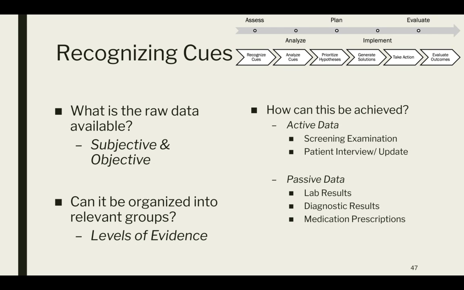Now we're going to organize it into relevant groups. This is our level of evidence. How do we start to organize a huge pile of data? Remember, one piece of data is kind of curious, makes you think. Two pieces of data, well, that's interesting. Three pieces of data, now we have compelling evidence. So how do we get to the three pieces of evidence? We want to achieve that.